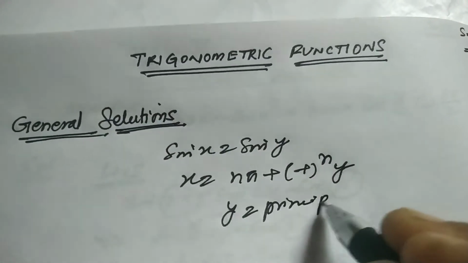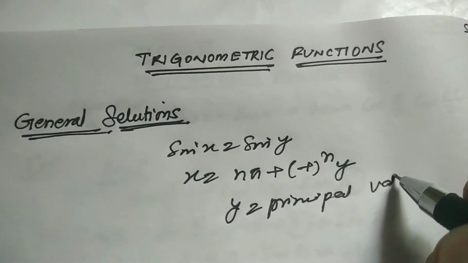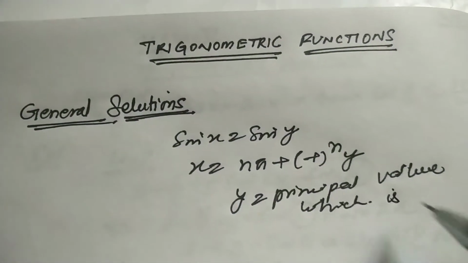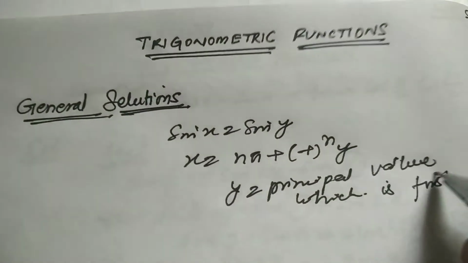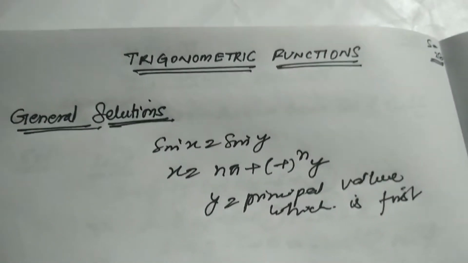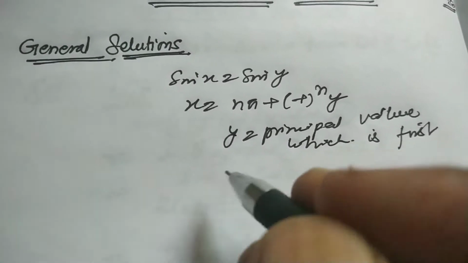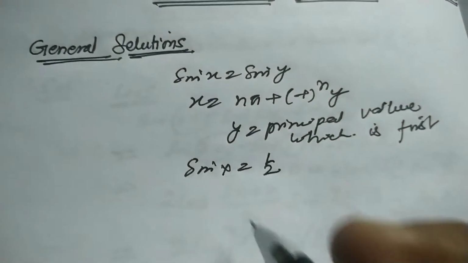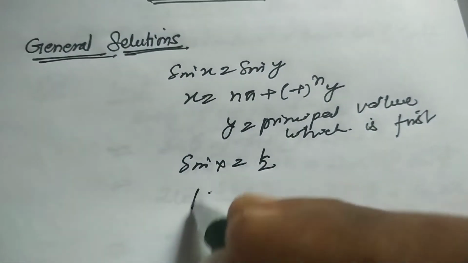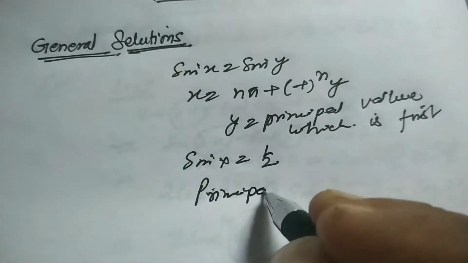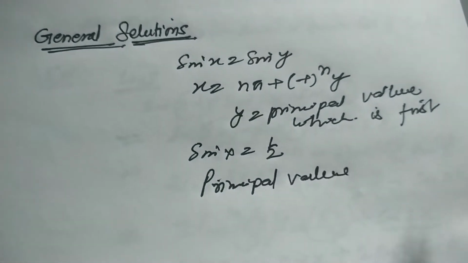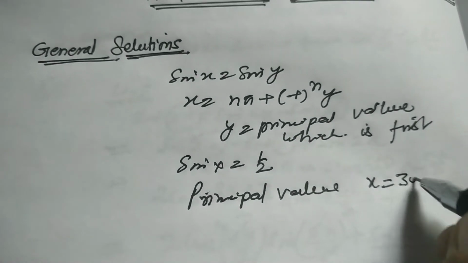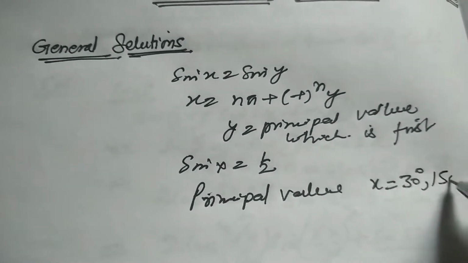That is the principal value, which is the first. Example, if I have sin x is equal to 1 by 2, we know that the principal values are x is equal to 30 degree and 150 degree.